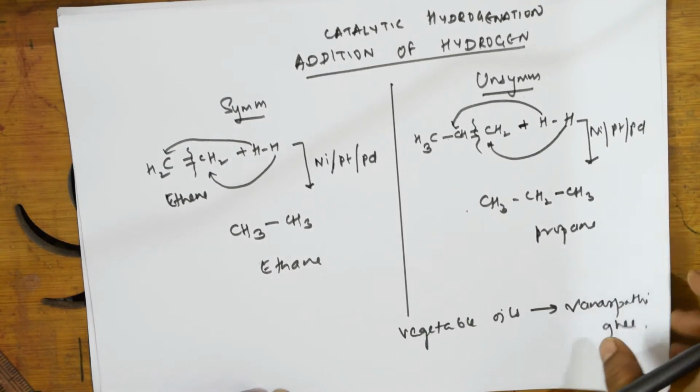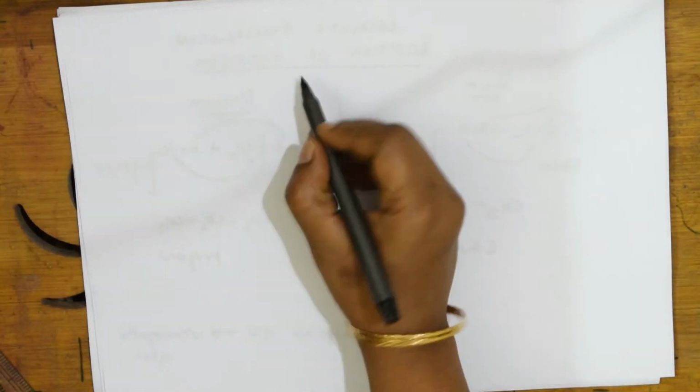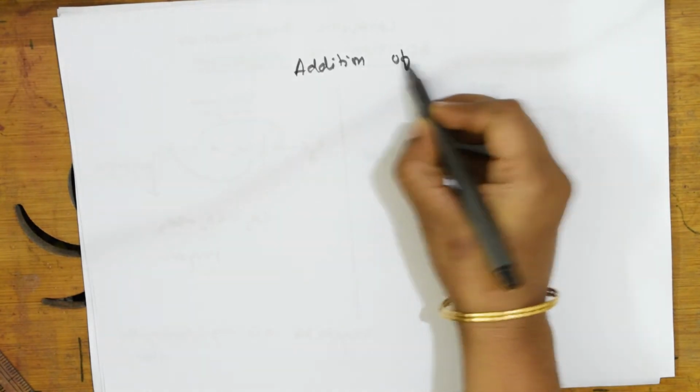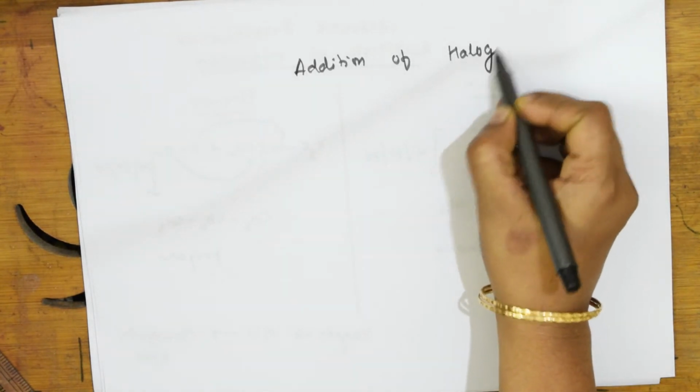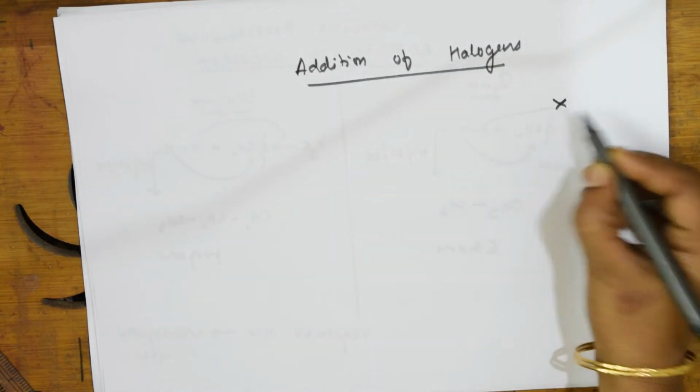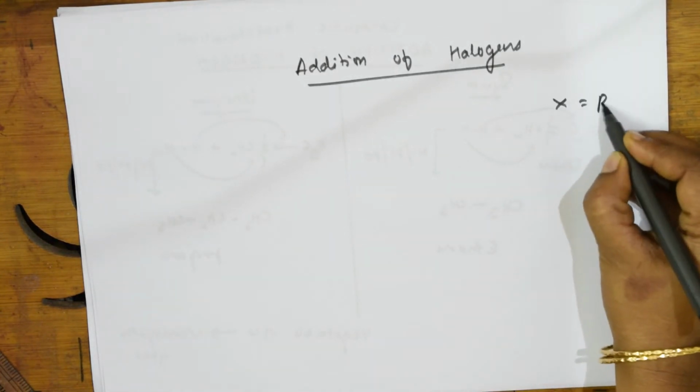Now we are going to see how to add halogen to this. Let us turn the page and see. So now I am going to write the heading addition of halogens. Okay, addition of halogens. Fine. So when I take addition of halogens, halogen is denoted by which one? X. X can be here. I am going to take bromine.